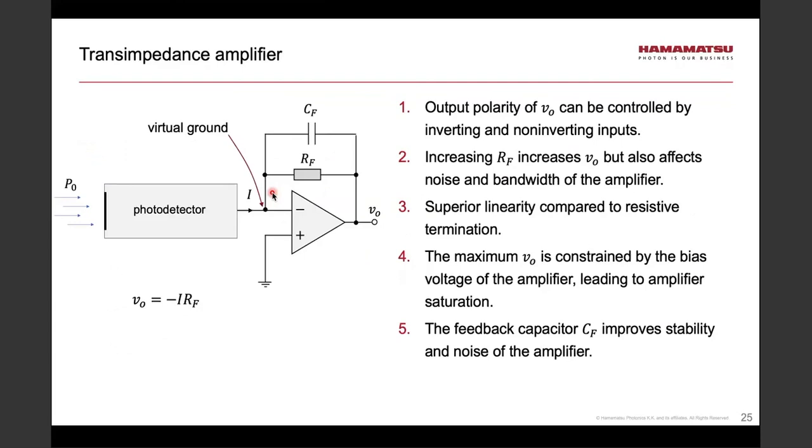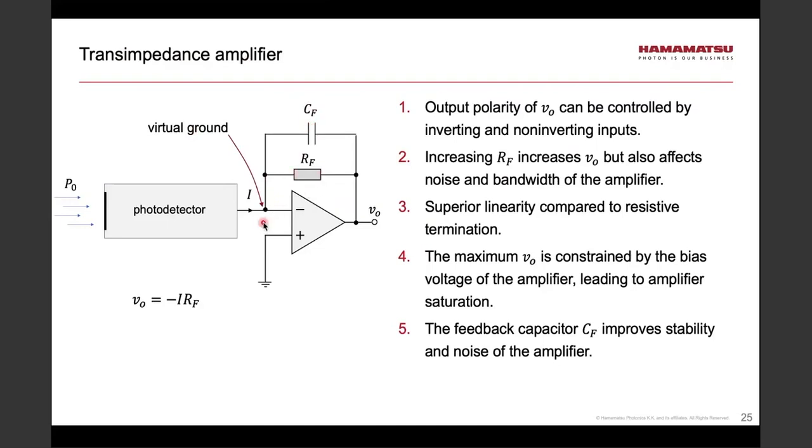So an alternative, which is actually used quite often, is what's known as a transimpedance amplifier. A transimpedance amplifier is an operational amplifier, op-amp, that has a feedback resistor, RF, and there's also a feedback capacitor. This capacitor is to improve stability of this amplifier. So what is the advantage here?